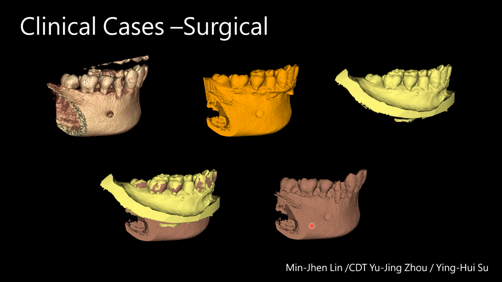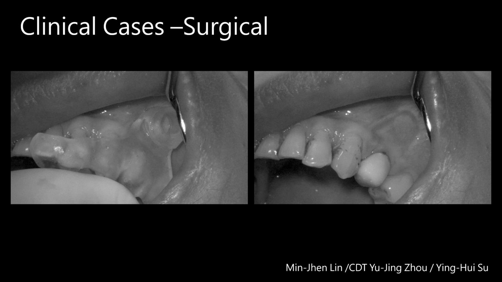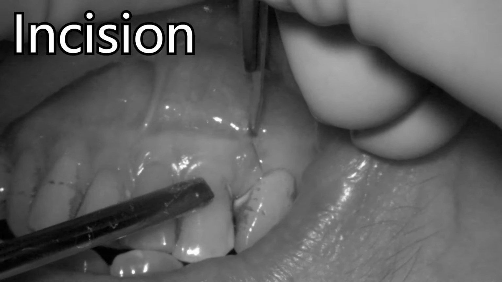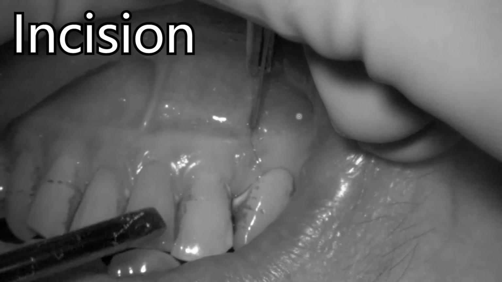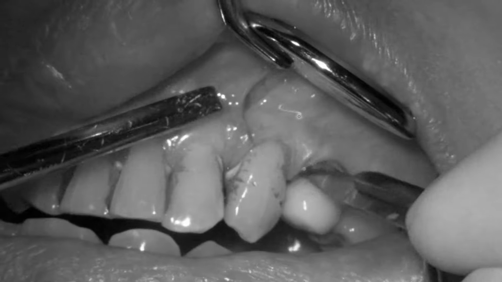CBCT and oral scan together and matched it into our tooth, into a model. And we designed with the model that we got of the tooth here, and this cylinder here is what we are using to get to the apical part of this tooth. And this is the 3D printed guide.